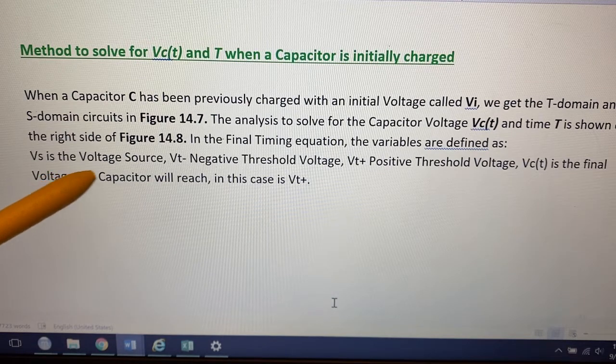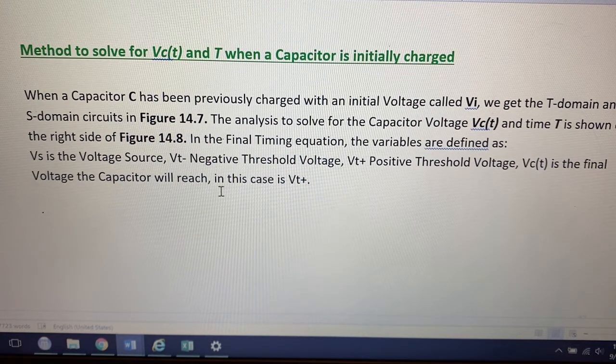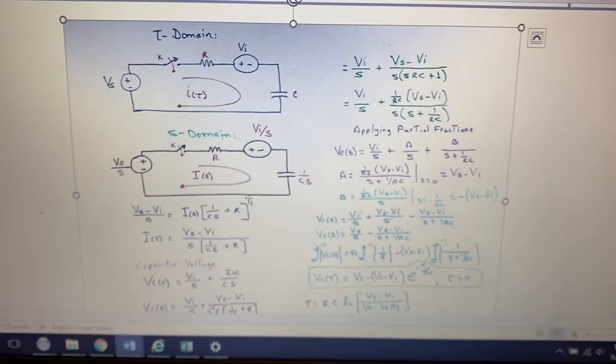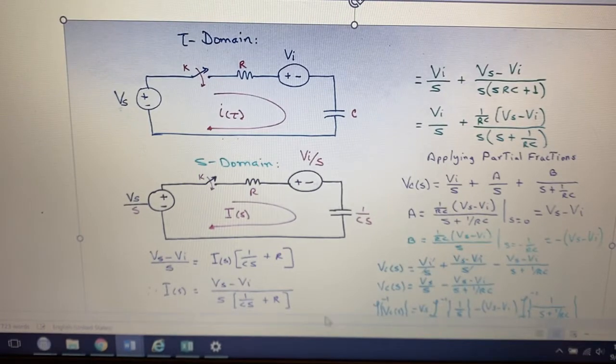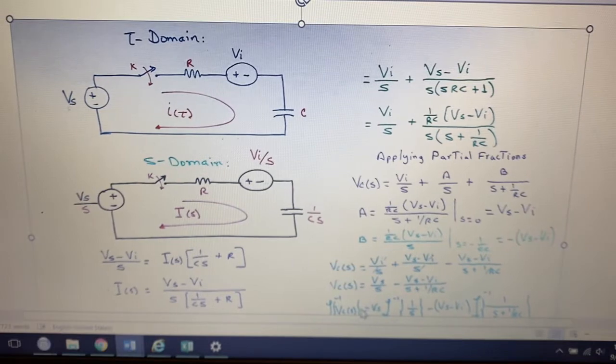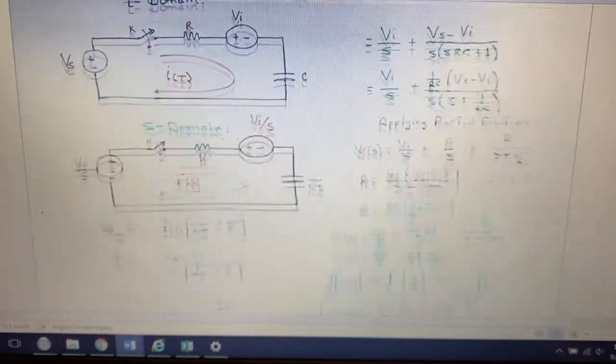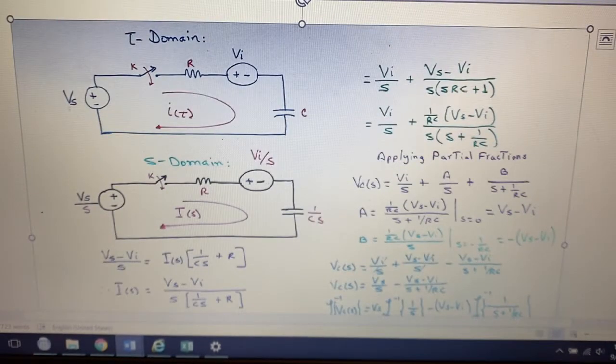So in the circuit we will see Vs is the voltage source, Vt negative is the negative going threshold voltage, Vt plus is also the going threshold voltage, and Vct is the final voltage the capacitor will reach. In this case it is Vt plus. So let's see the circuit. This is the circuit and the equivalent circuit. At this moment it is very important to determine the equations because we will use them a lot in timing circuits, and you can also apply these equations in any other similar circuit, like the ones used for oscillators using op-amps.